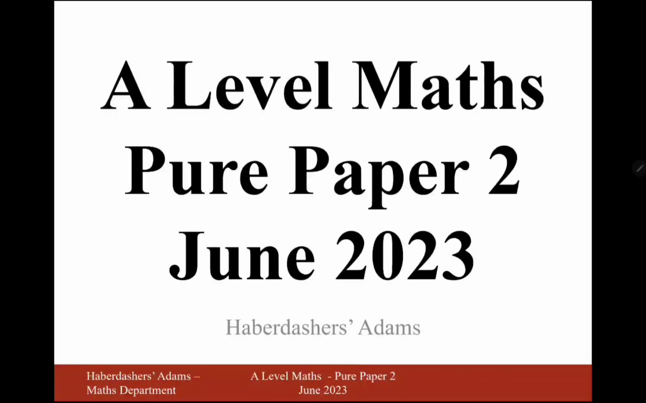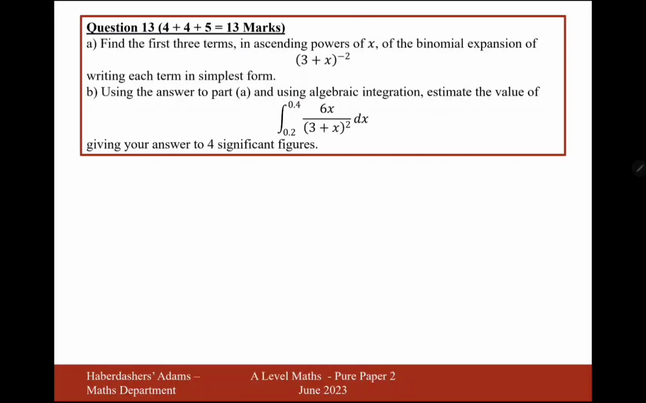Hello there, welcome to the A-Level Maths Pure Paper 2 of June 2023. Here we're looking at question 13. Find the first three terms in ascending powers of x of the binomial expansion of (3 + x) to the power of minus 2, writing each term in simplest form.